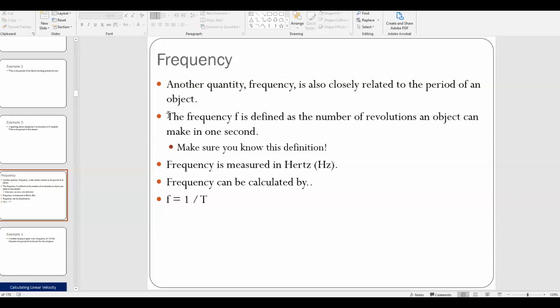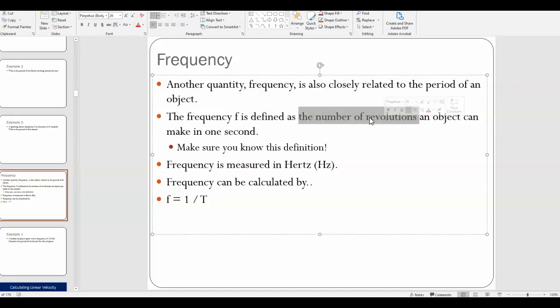The frequency, f, that's a lowercase f, is a symbol for frequency, and is defined as the number of revolutions, or I guess it could also be rotations, an object can make in 1 second. So period is the time it takes for an object to make 1 rotation or revolution. Frequency is the number of rotations or revolutions an object can make in 1 second. So it's kind of like the inverse of period.